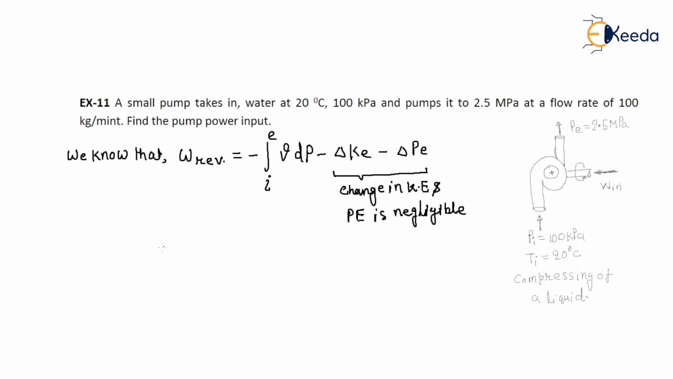So what is the equation? The reversible work is equal to minus the integral from I to E of VdP, right? So this reversible work is applicable for any reversible process in a steady flow device. What is the criteria of this equation? Tell me, what is the criteria?